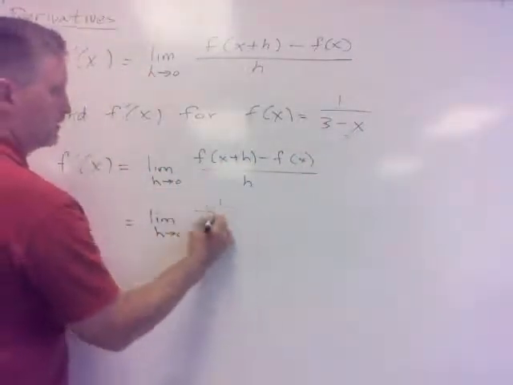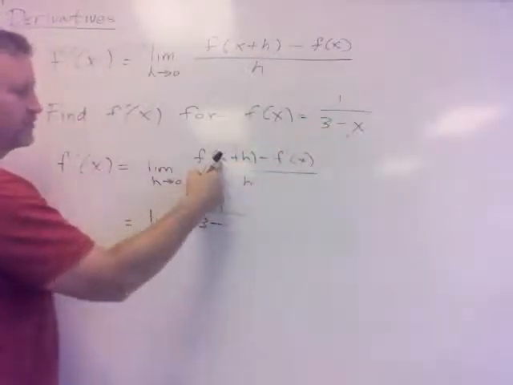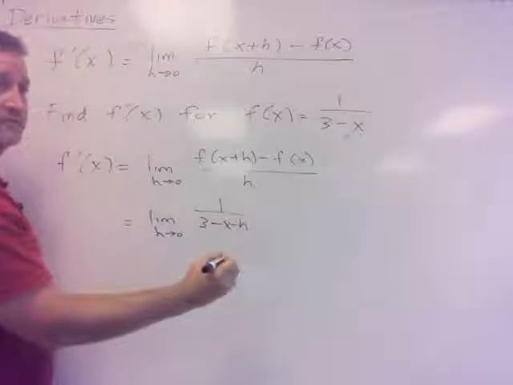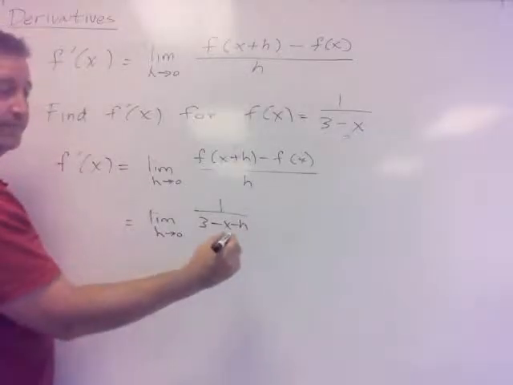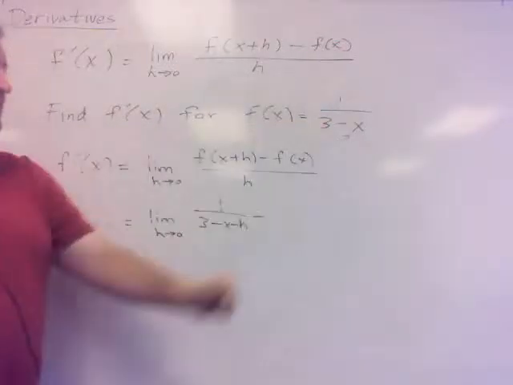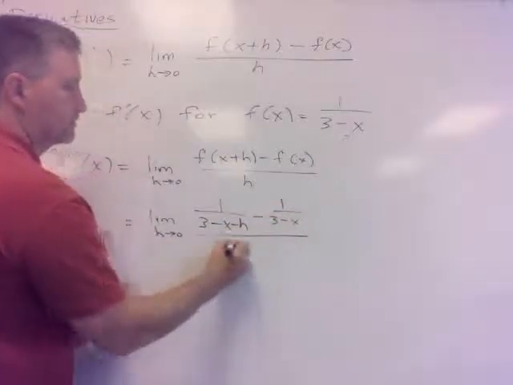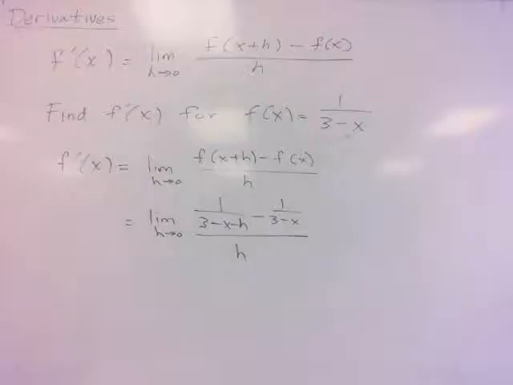So that'd be 1 over 3 minus, now it's minus x, so if I'm plugging in x plus h, won't it be minus x minus h? Won't it? Is that right? Then I'm just going to subtract f of x. Well, f of x is 1 over 3 minus x, so that's what I replace f of x by. And then all that over my h. So that's a nice limit. How do I do it?